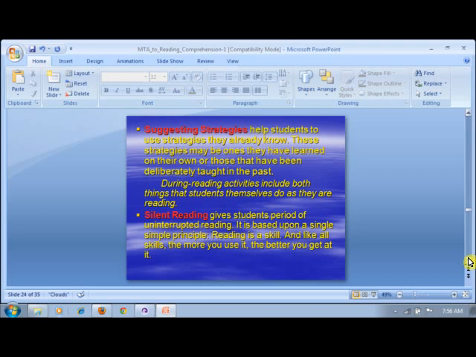Silent reading gives students a period of uninterrupted reading. It is based upon a single simple principle. Reading is a skill, and like all skills, the more you use it, the better you get at it.